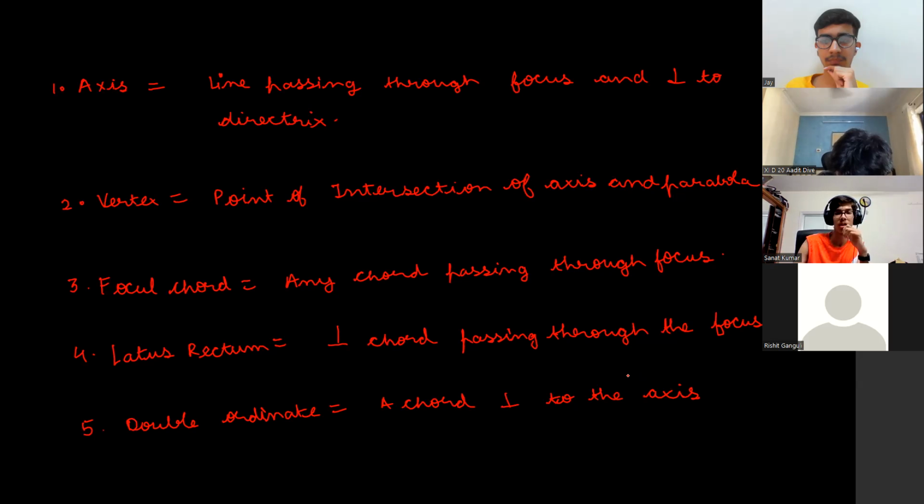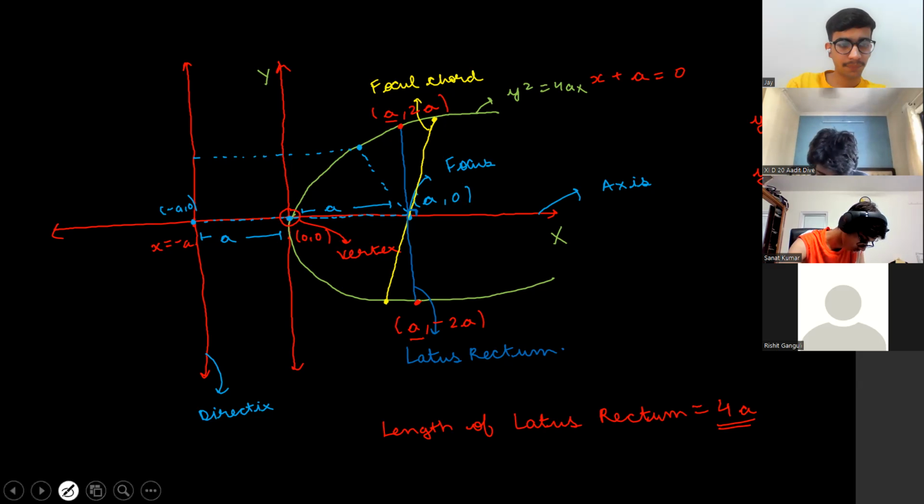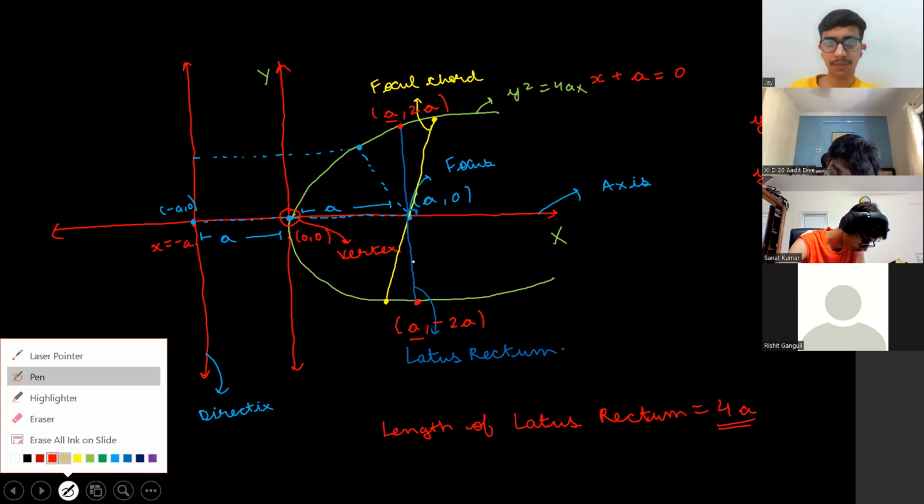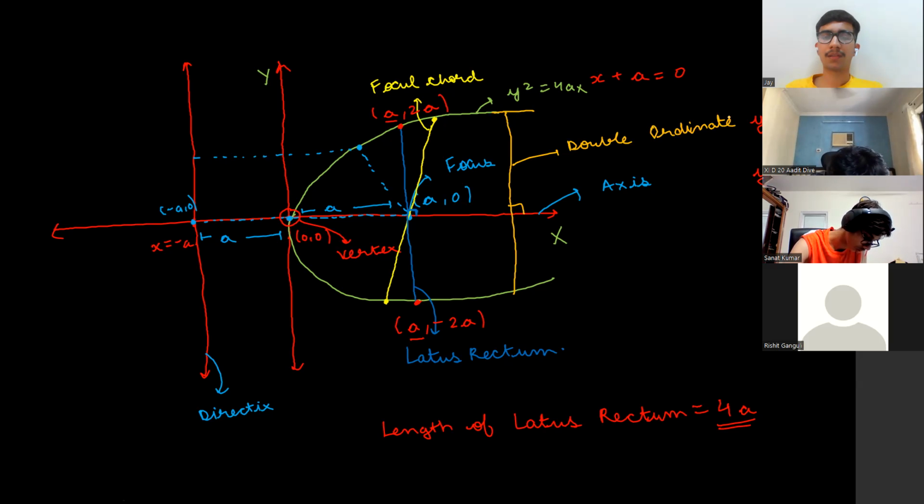So a double ordinate might not be passing through the focus, right? Exactly, it might not pass through the focus. If you want me to make this on the figure, let's say this is one of my double ordinates. All right, so we have got a colorful parabola now. So that's all about the parabola.